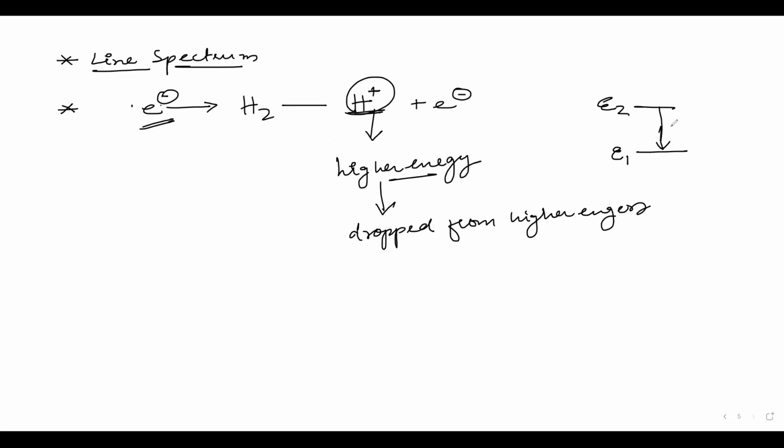Whenever something is dropped from higher energy to lower energy, for example from E2 to E1, what will happen? Energy should be conserved. So if they are dropping energy, they will also emit some energy in the form of electromagnetic waves. In some electromagnetic waves we see the red light, in some we see the blue light, and in some we see the indigo or violet light.